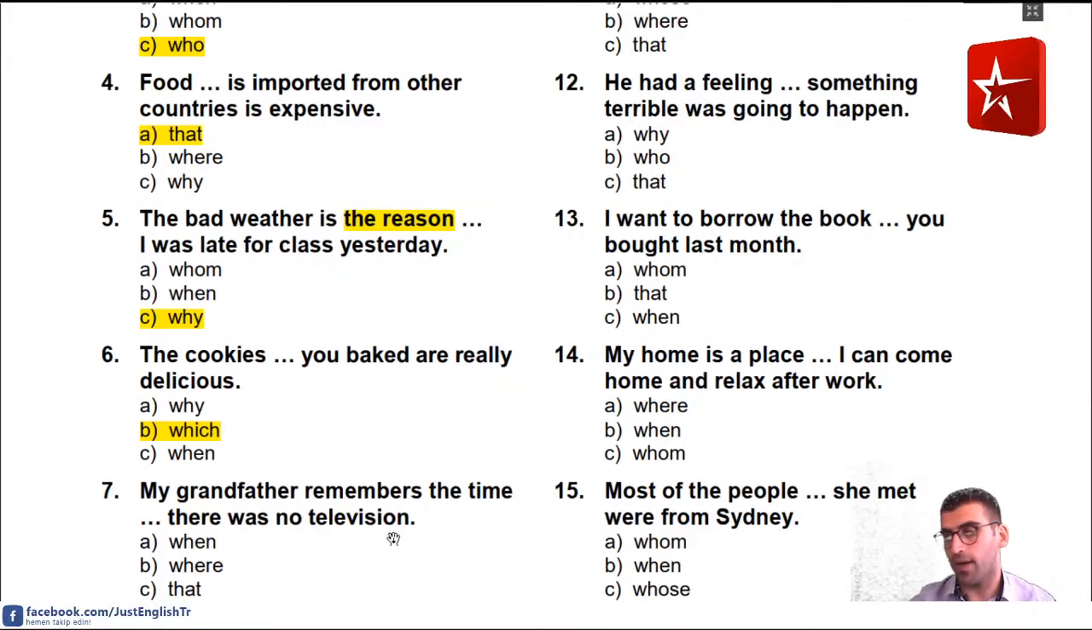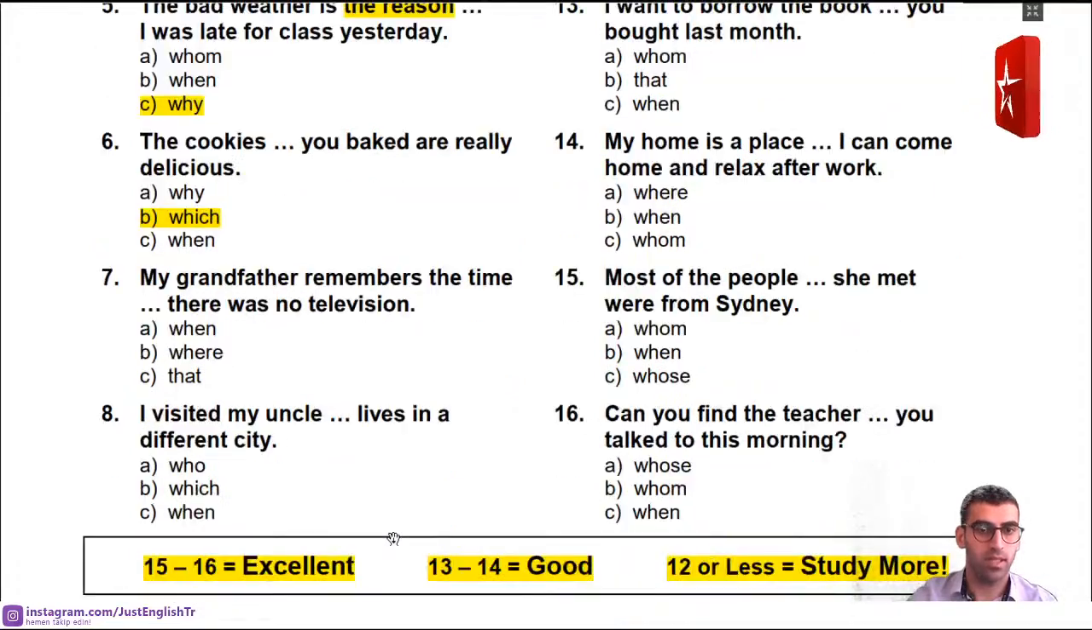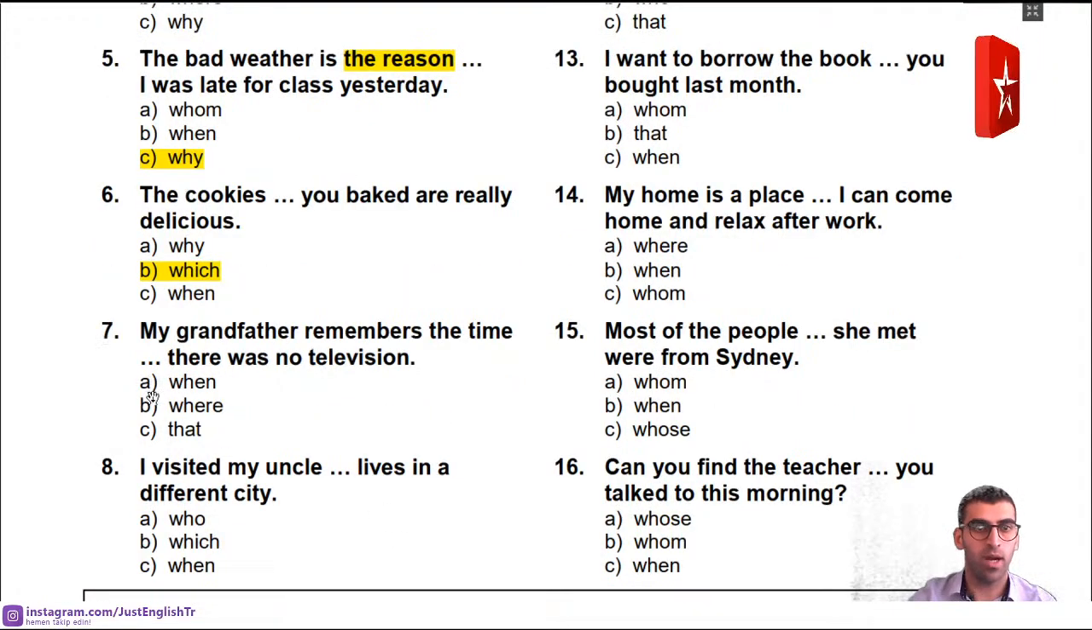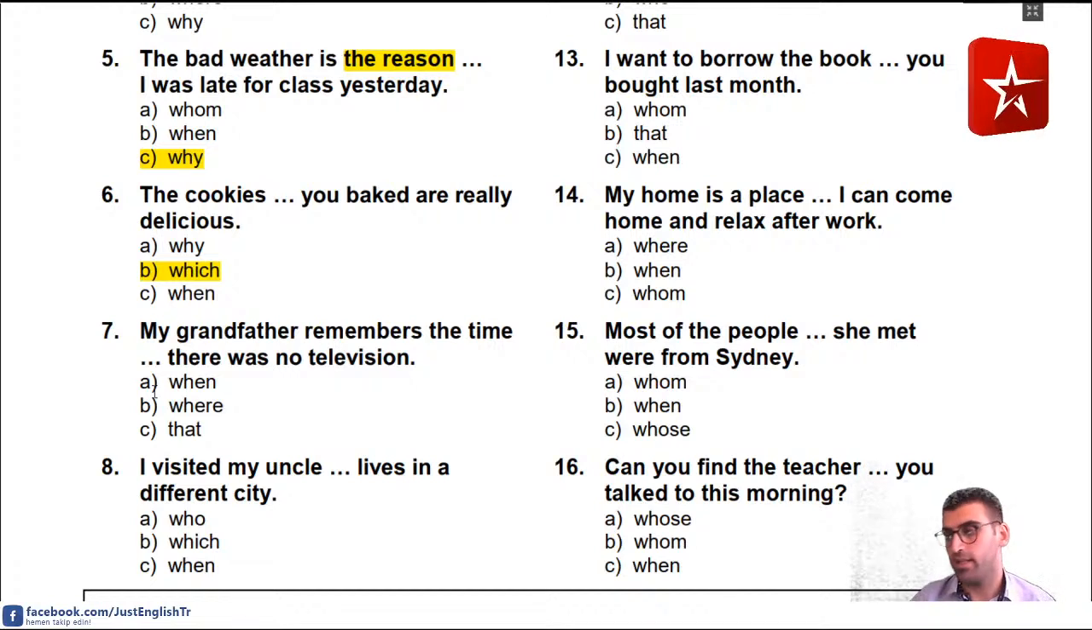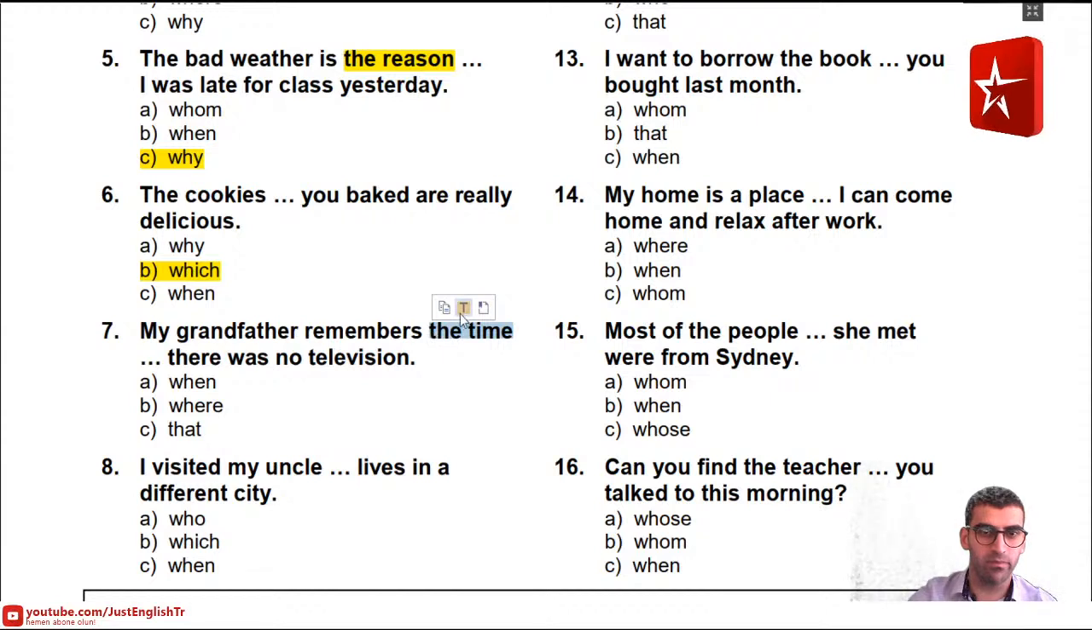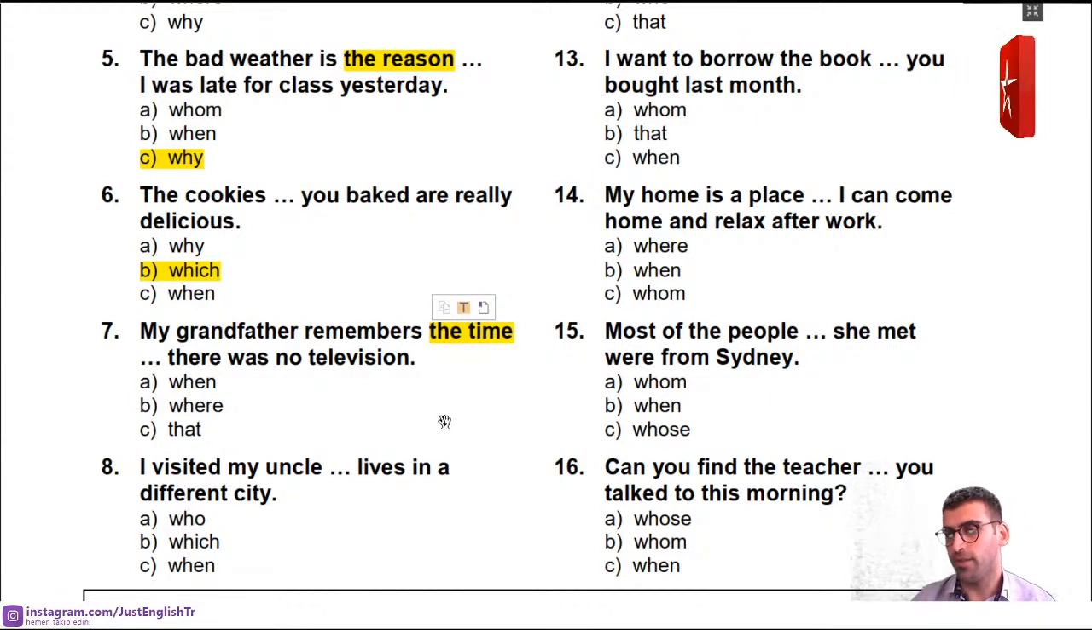Number 7, my grandfather remembers the time. So, from the words here, you could find out which answer is correct for number 7. Yes, your answer is correct. Gülsafa says when, Sıla, Firuze, and Kadir. Firuze says number 6 is which? Yes, Firuze, your answer is correct. But we are talking about number 7. My grandfather remembers the time there was no television.